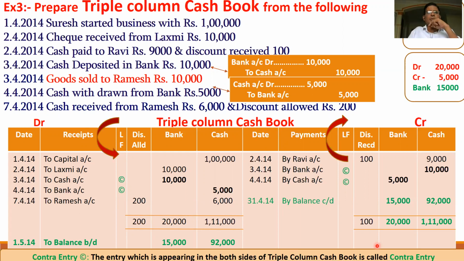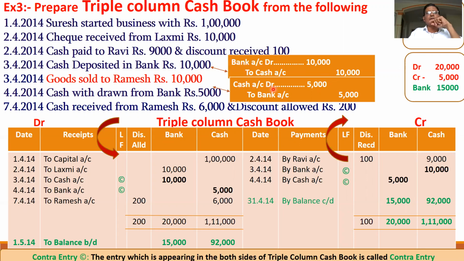When cash is deposited, the contra entry is bank account to cash account. Why is it a contra entry? This is a combination of bank account and cash account. It will appear on both sides when we deposit cash in bank. So bank account is affected, cash account is affected. The triple column cash book is a combination of bank account and cash account, so this entry is going to appear on both sides. That's why this is a contra entry.